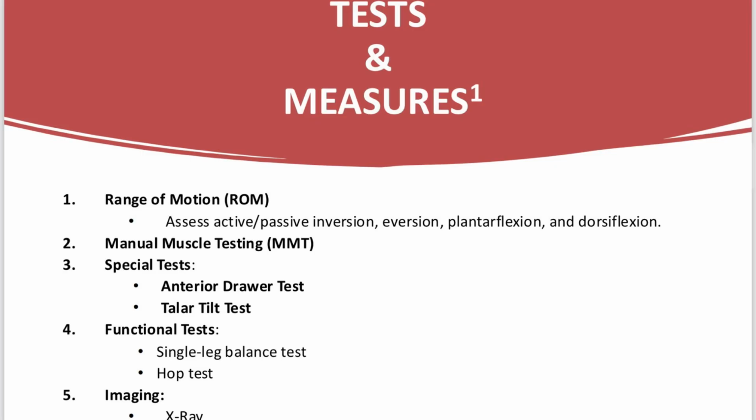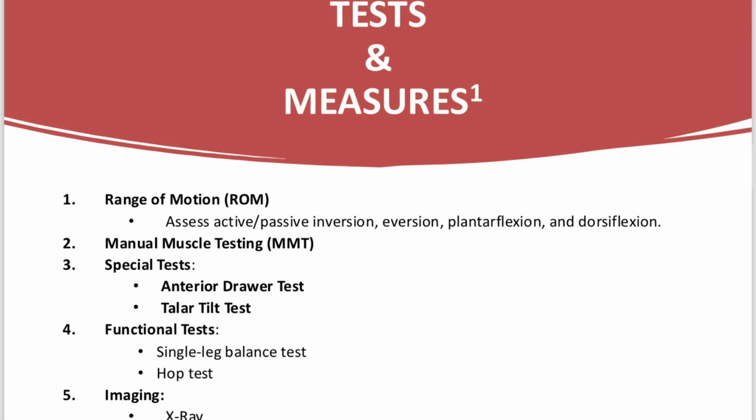So, for tests and measures. To assess the grade 2 lateral ankle sprain, we can start with range of motion. This includes both active and passive range of motion in all positions, so inversion, eversion, plantar flexion, and dorsiflexion. We also want to do manual muscle tests of the muscles surrounding the ankle, particularly the peroneals and the gastrocnemius complex. If we find weaknesses in these muscles, that will show functional impairments as well as guarding due to pain.